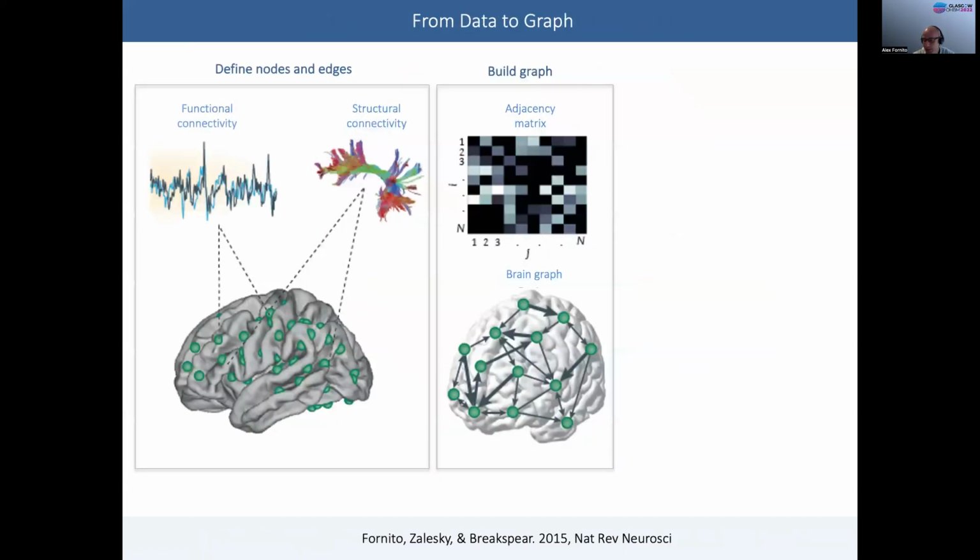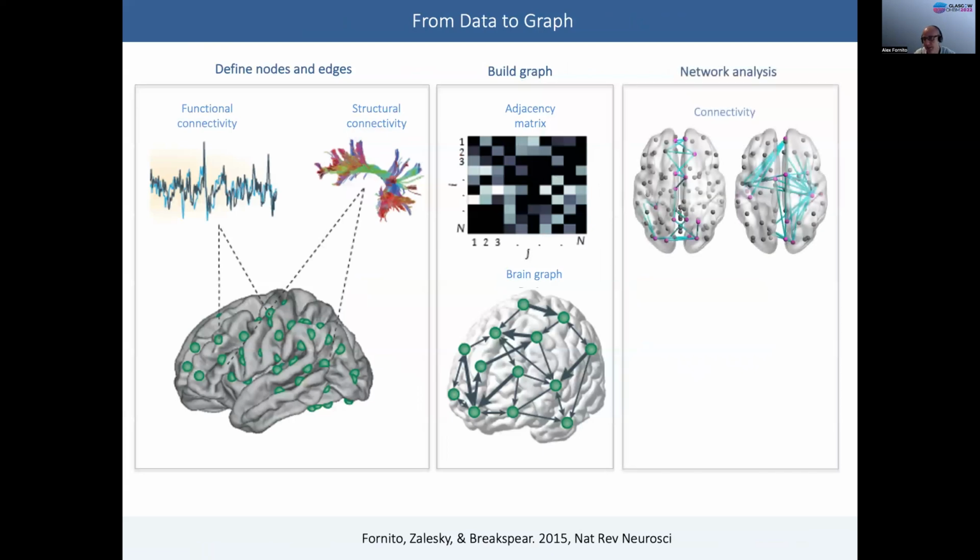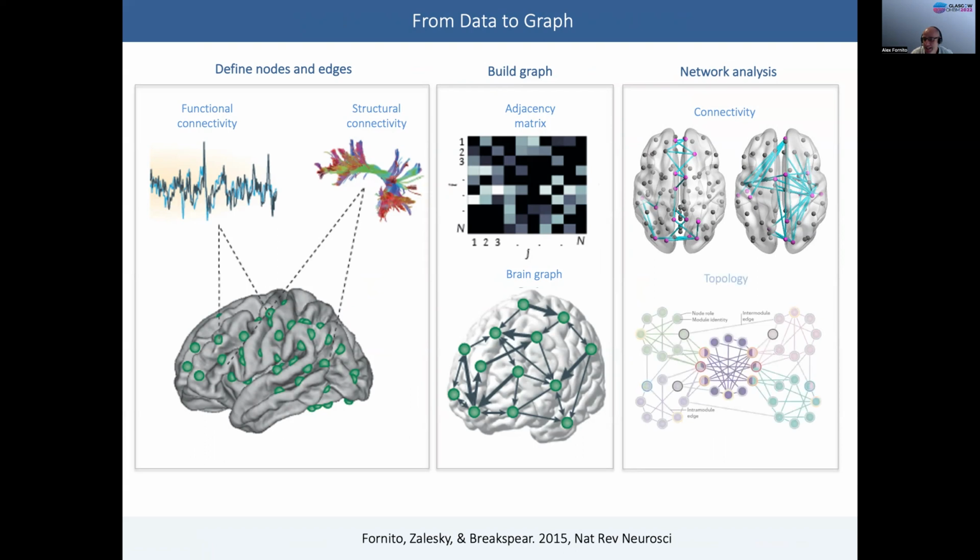But assuming we're happy with our model, we then want to analyze our graph. And really there's two broad classes of analysis we can do. So one focuses on connectivity. So this is looking at variations in the strength of connectivity between pairs of nodes. And the other focuses on topology. So topology is really concerned with the organizational property or the arrangement of connections between pairs of nodes.